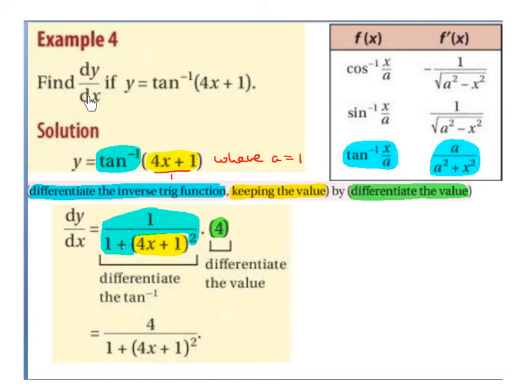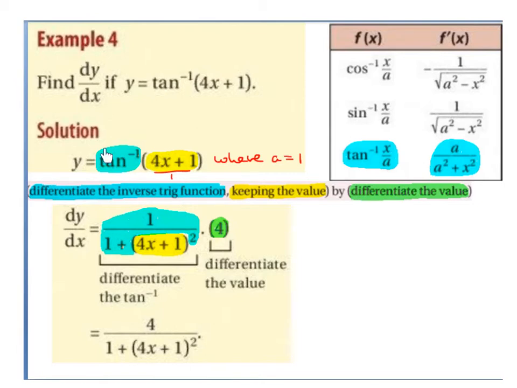Find dy dx if y equals tan inverse of 4x plus 1. So our solution is y equals tan inverse of 4x plus 1. So we let the 4x plus 1 be 4x plus 1 over 1, where a is equal to 1. And we're going to differentiate the trig function, keep the value, and multiply that by the derivative of the value. So dy dx is equal to 1 over 1 plus 4x plus 1 squared, multiplied by 4. So the 1 over 1 plus something squared comes from here.